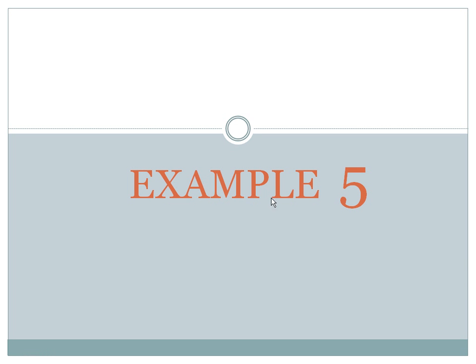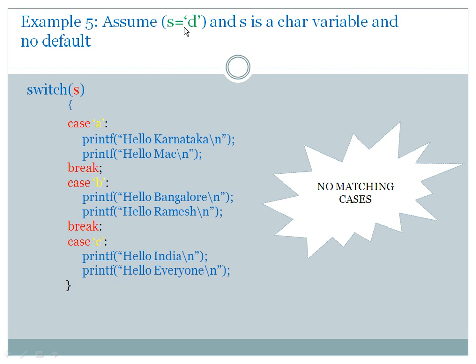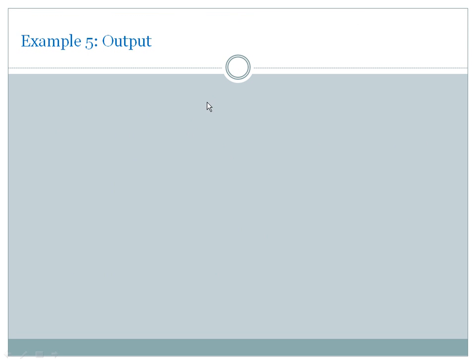We'll see example 5. In this case, we'll assume S is equal to D, and S is a character variable, and there are no default statements. You can see there is no default case available here. So in this case, there is no matching case. We don't have a case D. We have only case A, case B, and case C. But we don't have any matching case, or any default. So none of the cases will be matched, and there is no default case. So nothing will be the output. We will not get any output.